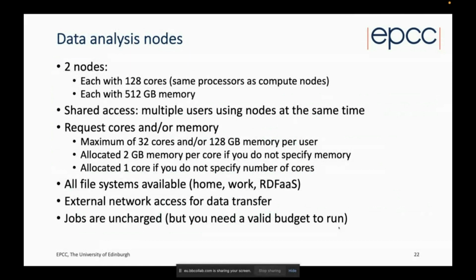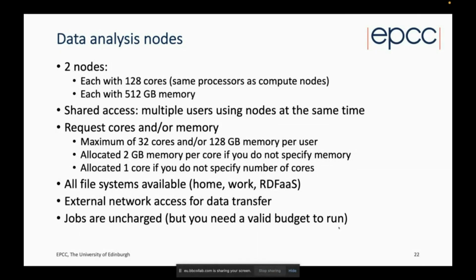I mentioned earlier we've also got the data analysis nodes at the moment. There's 2 of these, each with 128 cores. They've got the same processors as the compute nodes, and they've each got 512 gig of memory. The difference between these and the compute nodes is that they're shared access. Multiple users will be using these nodes at the same time. Access to these nodes is only through the scheduler. There's no way you can SSH directly into them other than using an srun to launch an interactive job. I'll show you what I mean by that in a moment.